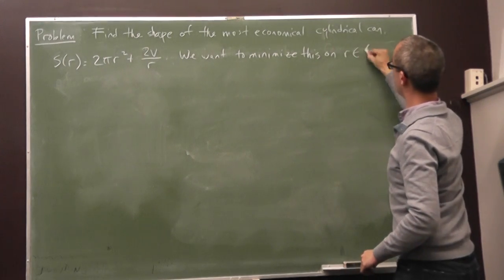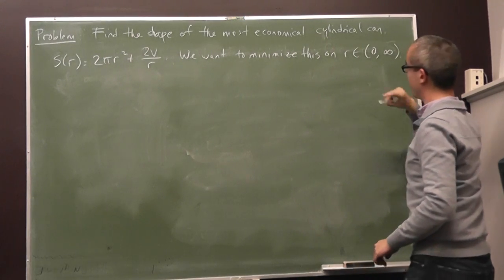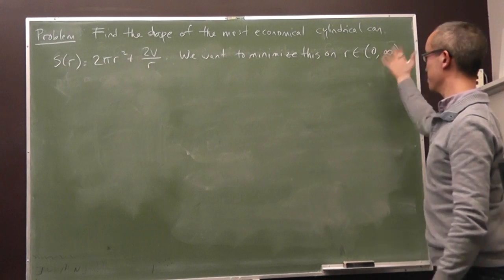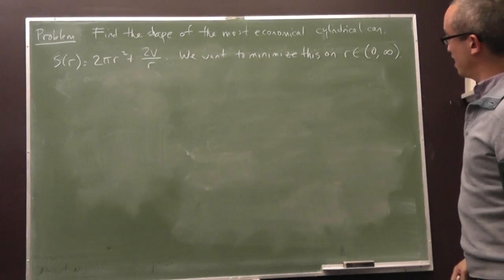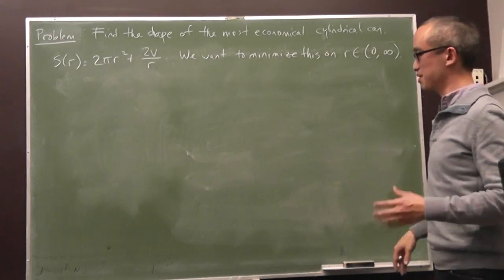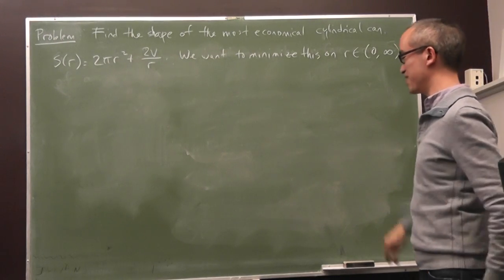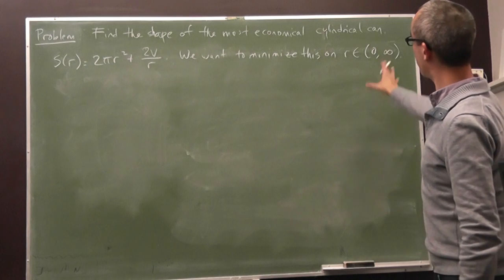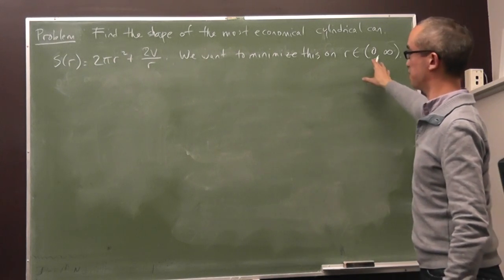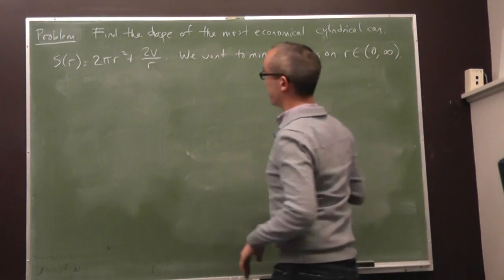On the interval from 0 to infinity. Now, a can of radius, I don't know, 0.1 millimeters also doesn't make too much sense, but it at least makes a kind of metaphysical sense, unlike a can of radius -5 centimeters. So we want to minimize this on this domain. So let's take the derivative.